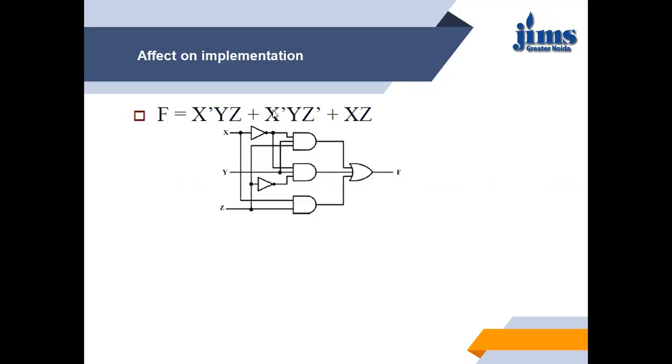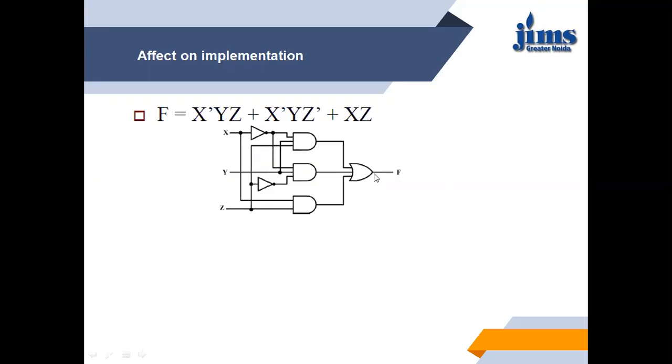Then again I have x bar. So x bar comes from here, y comes from here, z bar comes from z and a NOT gate, here comes z bar. So this term gives x bar y z bar, and the last term is x z. So x comes from here, this is z, and the output of this particular gate is xz.